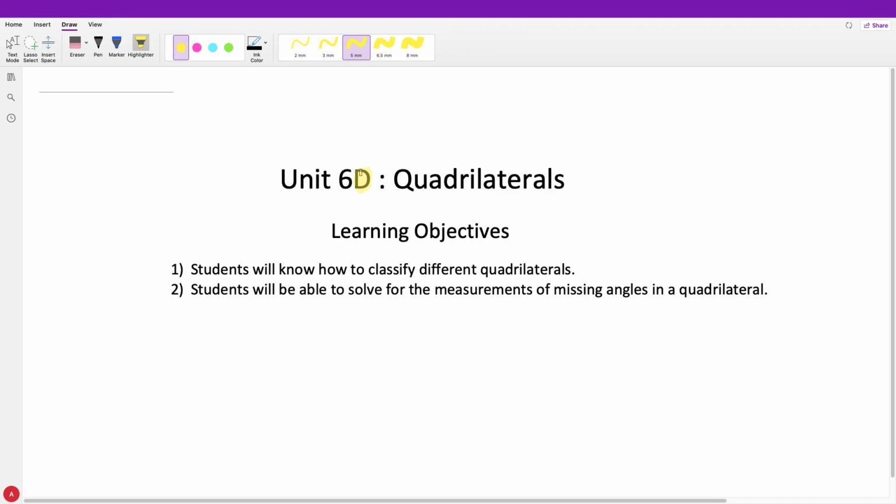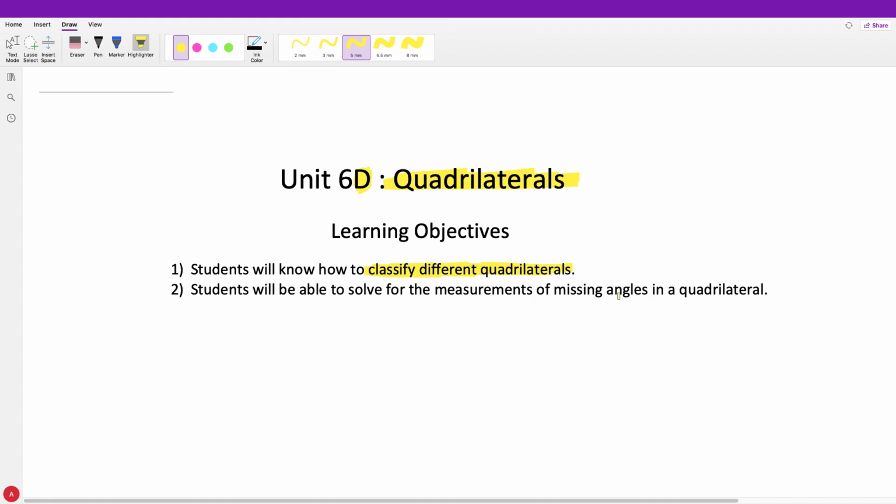All right, so we're now moving on to the next section of this unit, and that's going to be section 6D, and we're going to be focusing on quadrilaterals. First we're going to learn what quadrilaterals are, and after that, we're going to learn how to classify different kinds of quadrilaterals. There are some special quadrilaterals that we're going to learn about, and we'll be able to say whether it's a rhombus, a square, so we can say exactly what type of quadrilateral it is.